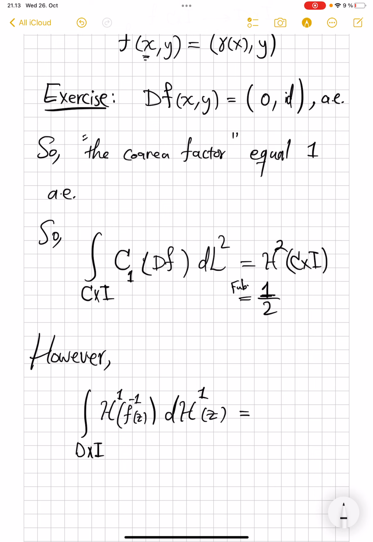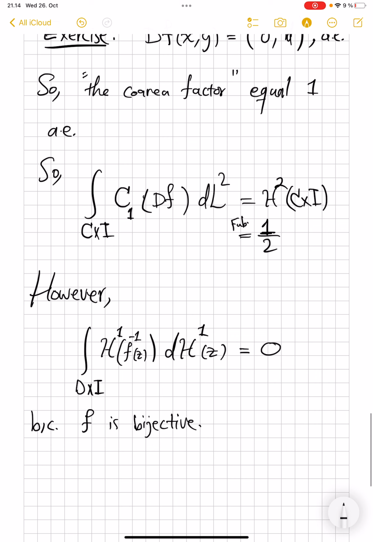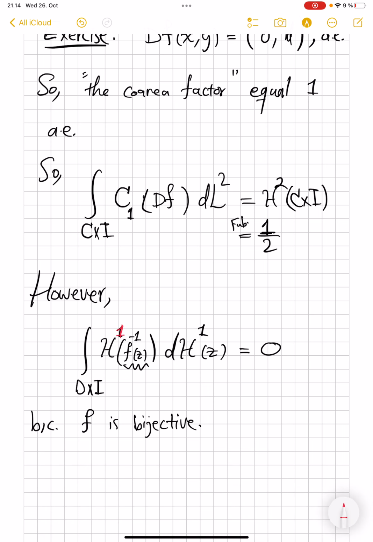But then this is, I claim, equal to 0 because F is bijective. Because gamma is bijective, it's immediate to see why this is bijective as well. So the pre-image of a point is actually just a single point. So its one-dimensional measure is definitely 0. So this is the integral of 0, so it becomes 0. And we see that this does not match here, so the Coarea formula fails.